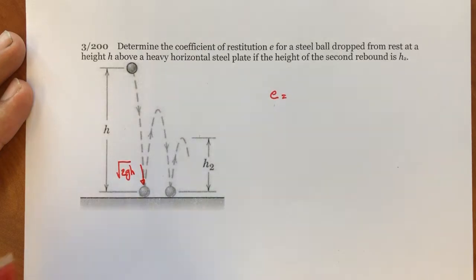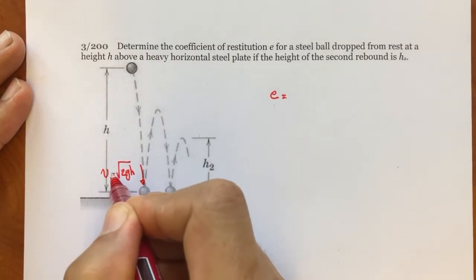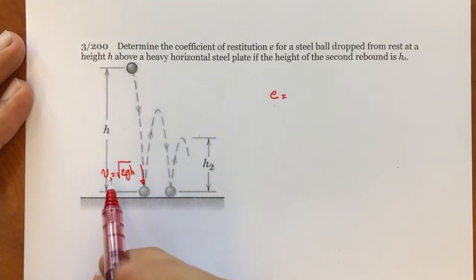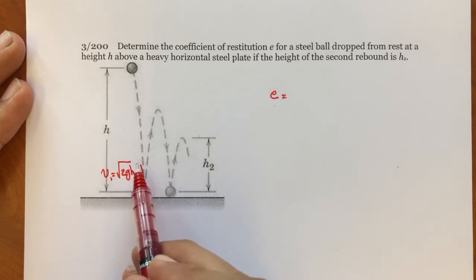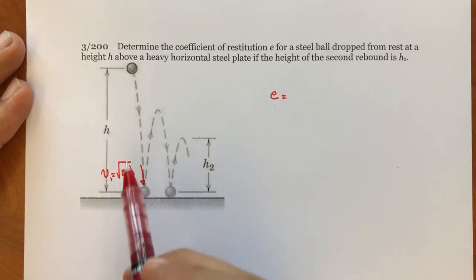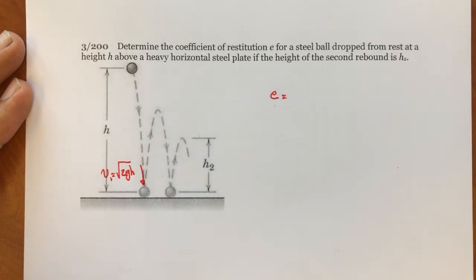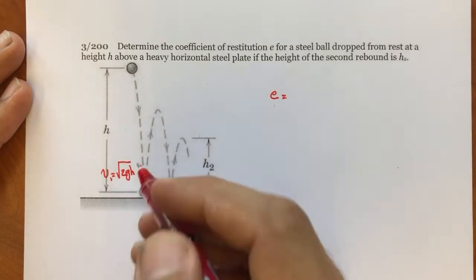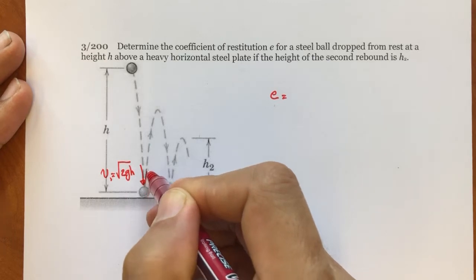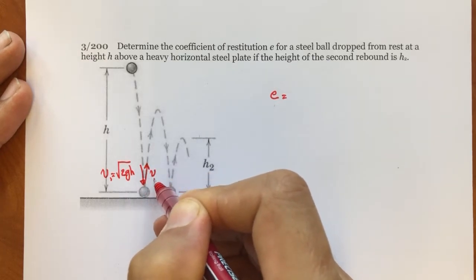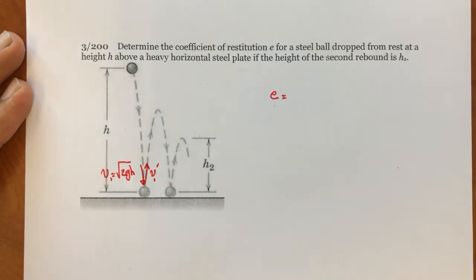Why? I will let you think about it. So velocity before impact, I'm going to call it v1, is going to be equal to the square root of 2gh. You can use the work energy equation between this point and also this point before impact. And the velocity of it after impact, let's call it v1 prime.